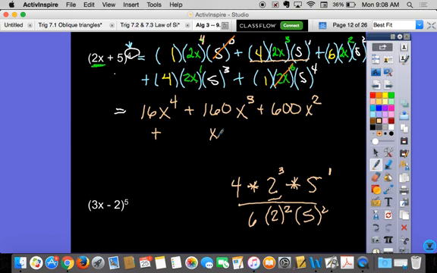And then you're going to come back and you're going to be like, okay, this one's going to have an x, but I've got to figure out what this is. That's 4 times 2 times 5 to the 3rd. Okay, that ends up being 1,000.